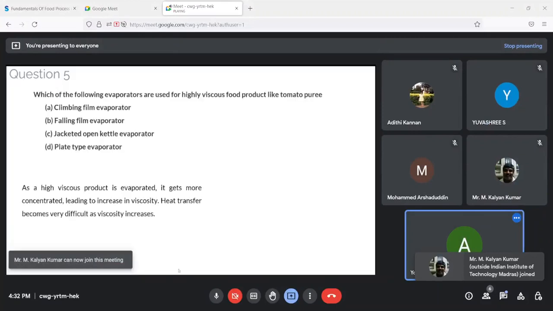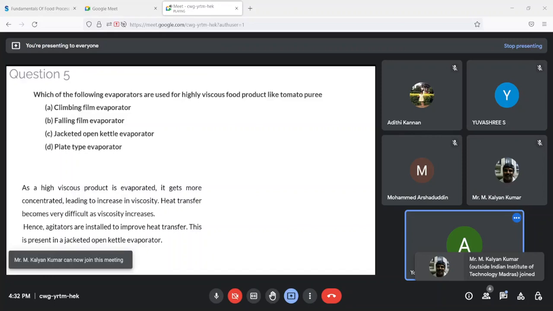So what was once a viscous product, because of concentration in an evaporator, will become much more viscous. The moment it becomes highly viscous and too thick to flow, heat transfer becomes very difficult. So in order to enable heat transfer, we provide agitators inside the evaporator. There will be some kind of stirrer mechanism that will constantly stir the viscous fluid as and when it gets evaporated. Because of this stirring, it will increase the heat transfer coefficient and hence the heat transfer rate as well.